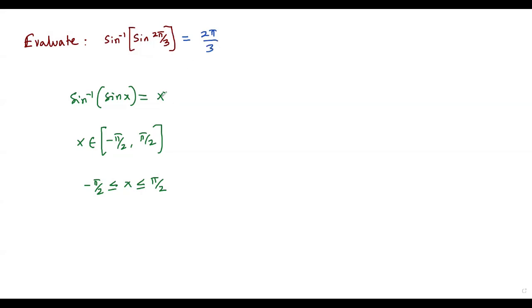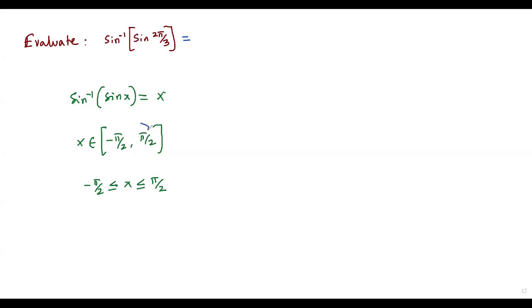As I said earlier, whenever we have an expression in this form, its evaluation is whatever value we have over here. But we have a restriction for this x, it has to be in this interval. So please check whether we have this 2 pi over 3 in this interval. No, it is not in that interval. So 2 pi over 3 is not the evaluation for this expression. So what do we have to do?